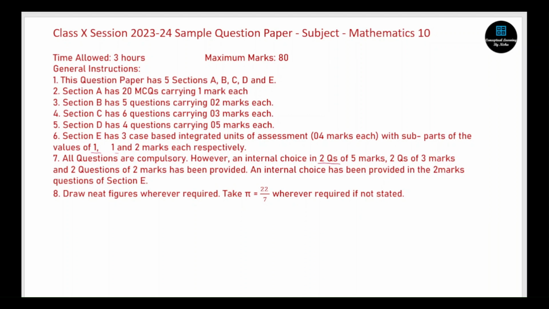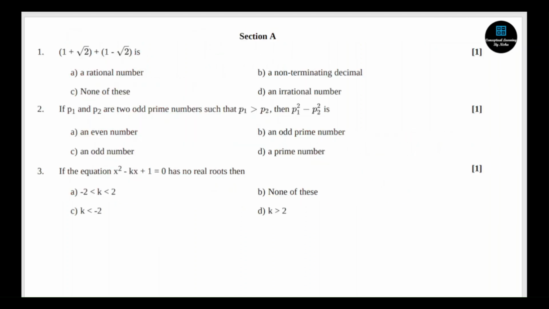Okay, 2 questions in 5 markers, 2 questions of 3 markers, and 2 questions of 2 markers. All right. Value of pi will be given. If not given, then you have to take 22/7, and draw neat and clean figures wherever needed. All right. Now let's continue with our first question of section A.